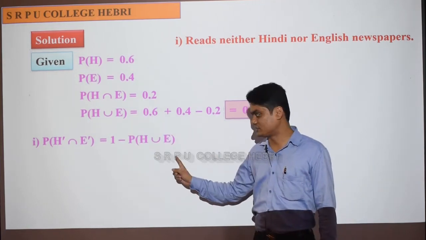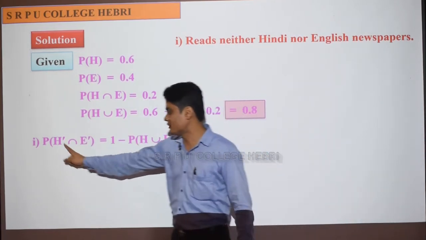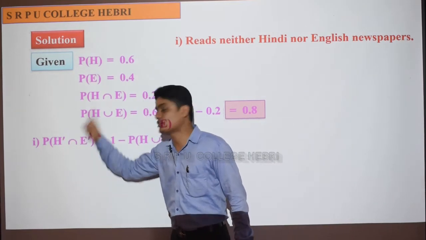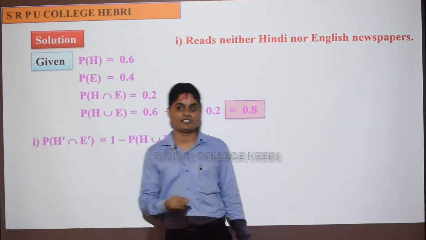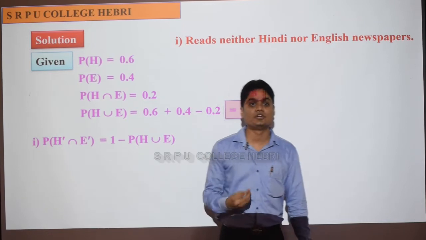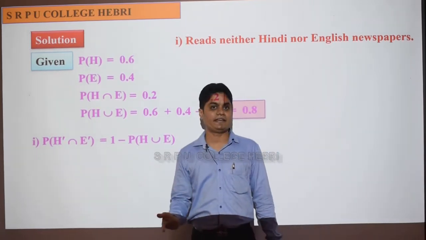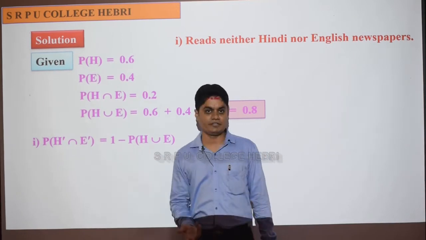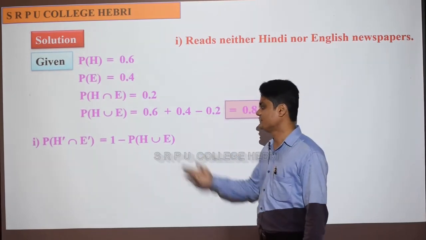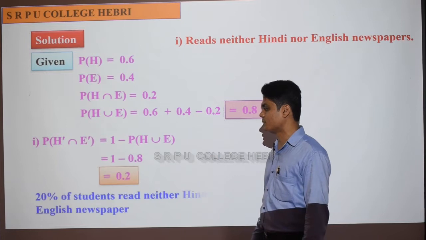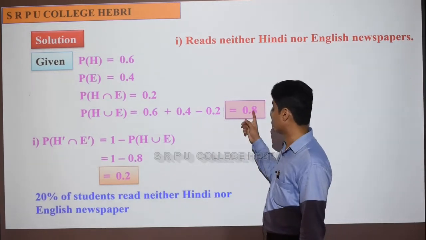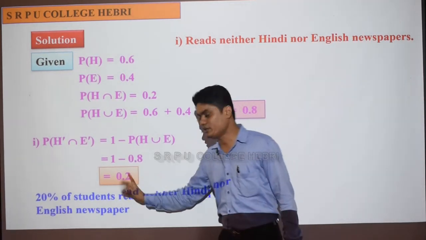I hope you know this, right? Because this is also equal to (H union E) complement, from De Morgan's law in set theory. And probability of A complement means 1 minus probability of A, right? So 1 minus 0.8 is 0.2.